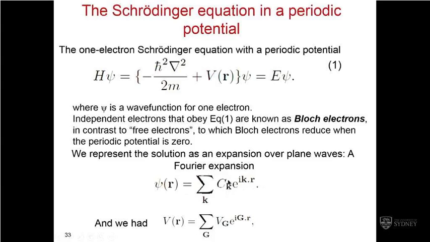So we have a sum over all k vectors in reciprocal space here, or for some set of k. This is the coefficients that we will need to determine, and here's the plane wave. So you might be able to guess what we're going to do. We're going to substitute these expressions into the Schrödinger equation.